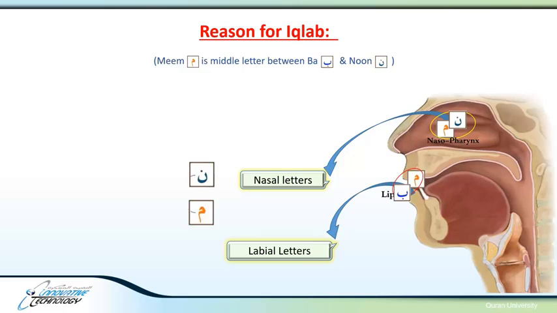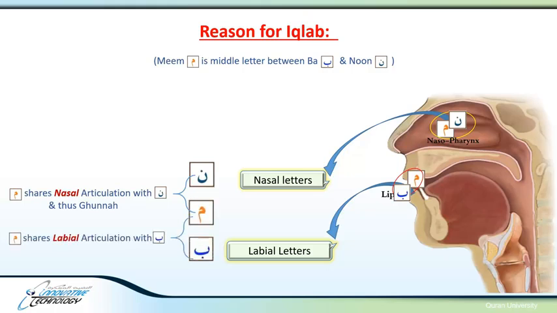So the meem shares its nasal articulation with the noon, and that's why both have ghunna. On the other hand, the meem shares with the ba its articulation at the lips, being labial. This intermediate position between the noon and the ba is what facilitates iqlab of the noon. When a noon sakinah meets a ba mutaharrika, it would be much easier to convert it into a meem. So it would be pronounced as a meem rather than a noon.